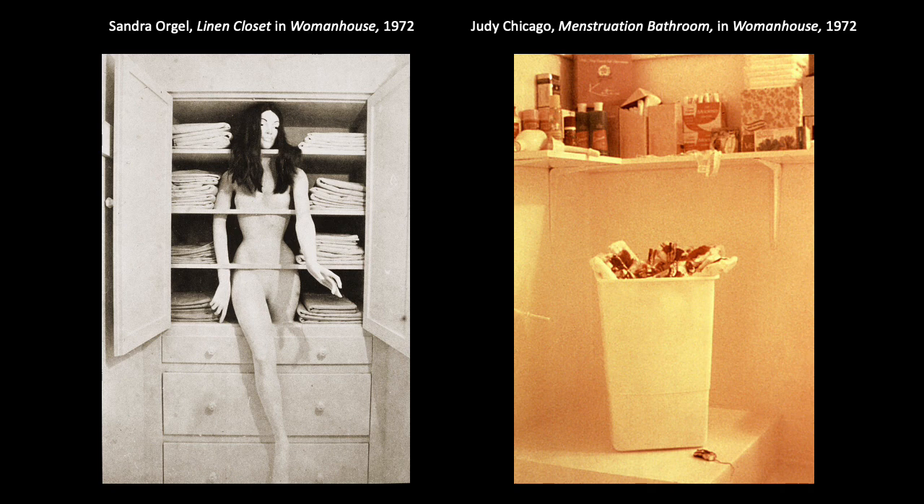Visitors also would have encountered Sandra Orgel's linen closet, in which she has installed a female mannequin physically into a linen closet so that her body is oppressively interrupted at the neck, chest, and torso by the shelves. And in Judy Chicago's installation, Menstruation Bathroom, a trash bin overflowed with bloody pads, drenched Kotex liners hung from a clothesline, and used tampons were strung about, among other shock-inducing menstrual paraphernalia.